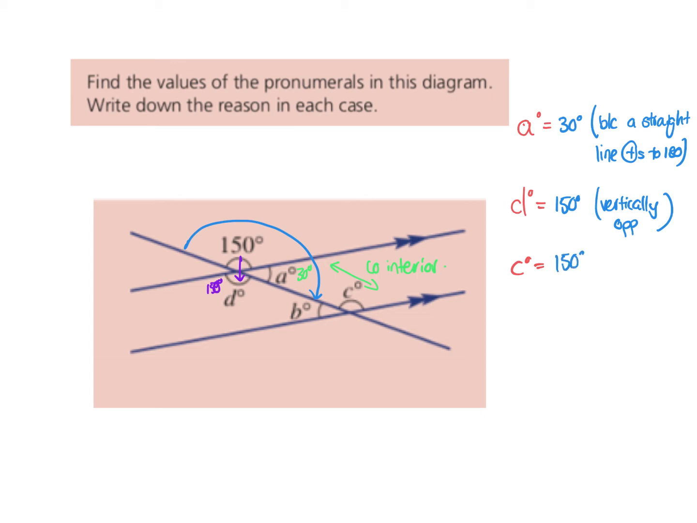Now I justified my answer because I said it's co-interior with A, yeah? But I could have said it's also corresponding. Can people see that? That it's corresponding with that one, the 150? It's in the same spot, isn't it? Yeah? So can you see there's more than one way? That's why you have to just jot down what way did you see, what did you think, and why.